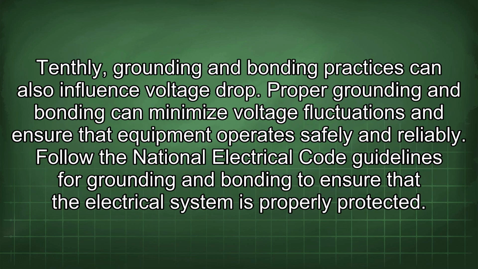Tenthly, grounding and bonding practices can also influence voltage drop. Proper grounding and bonding can minimize voltage fluctuations and ensure that equipment operates safely and reliably. Follow the National Electrical Code guidelines for grounding and bonding to ensure that the electrical system is properly protected.